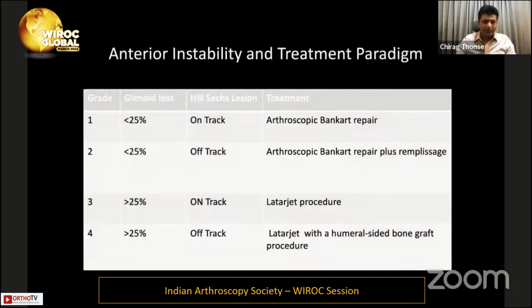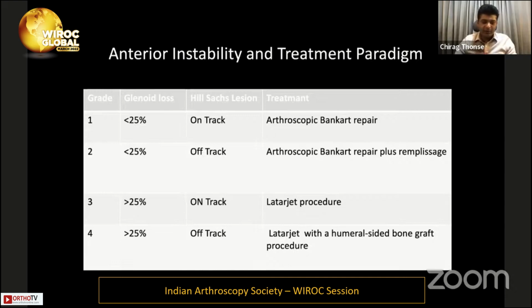Now, why is this important? Anterior instability and the treatment guidelines. If the glenoid bone loss is less than 25%, and one has an on-track lesion, one would go ahead and just do an arthroscopic Bankart's repair. If the glenoid bone loss is less than 25%, and it's an off-track lesion, one could do an arthroscopic Bankart's repair plus a remplissage.